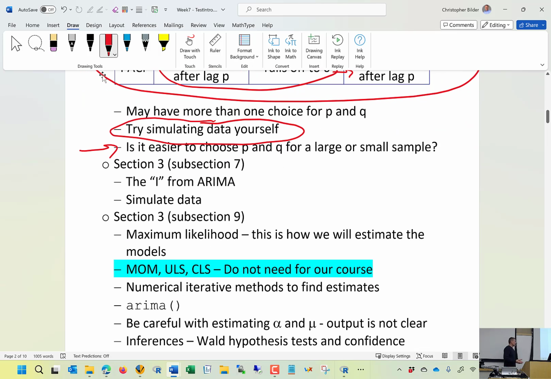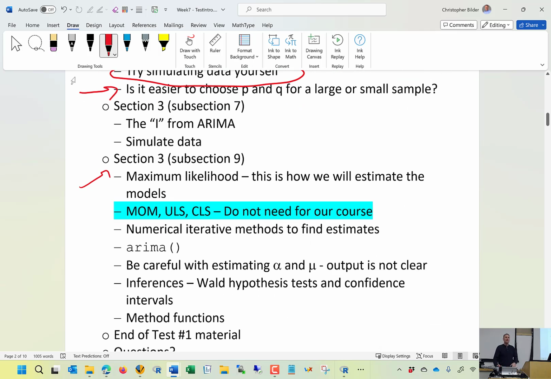Subsection 7 then introduced the I in ARIMA. Allows us to do the differencing in the end. And then lastly, subsection 9. Finally, we get to a point where we can actually estimate a model. We will focus on maximum likelihood estimation because this is what's primarily done in time series analysis. There are other estimation techniques out there.